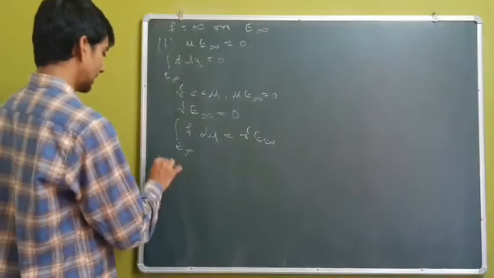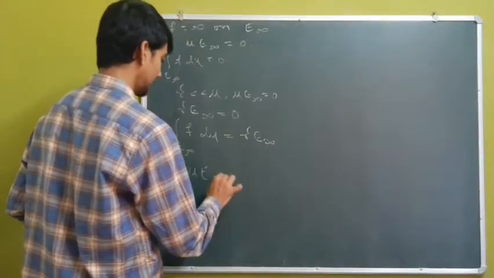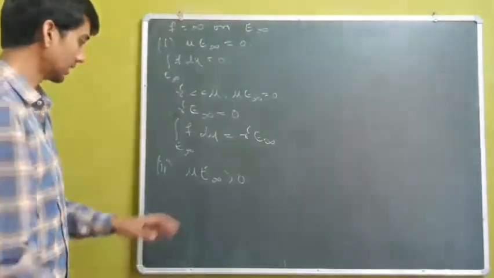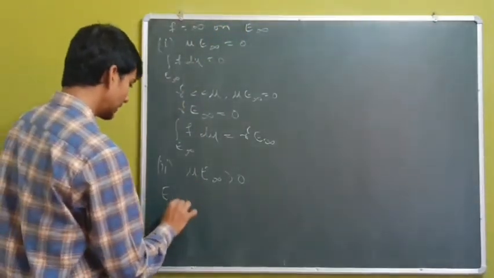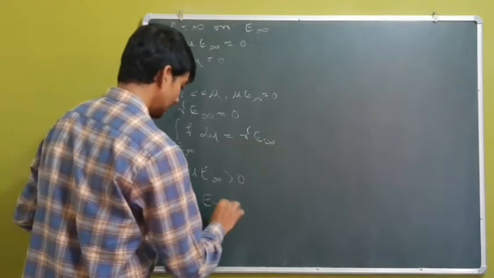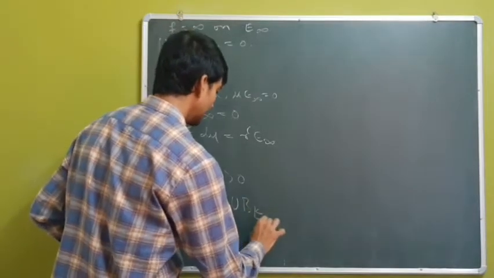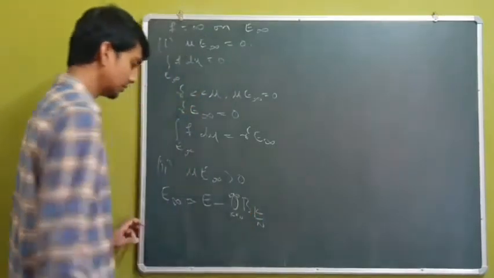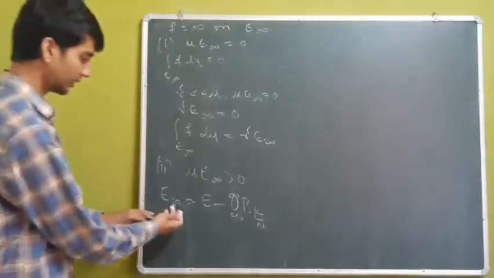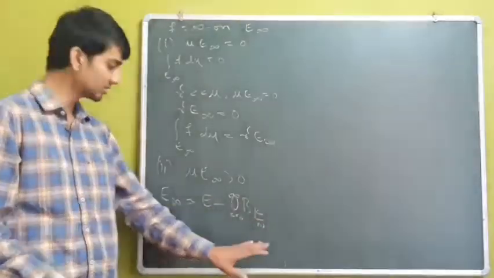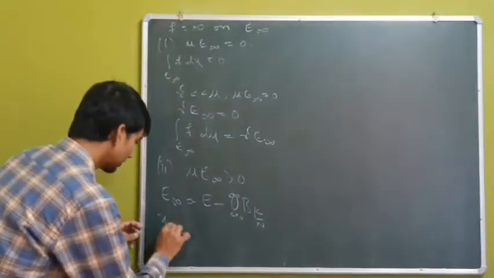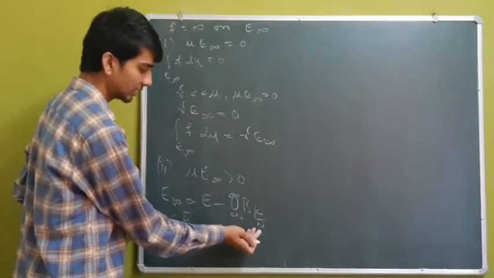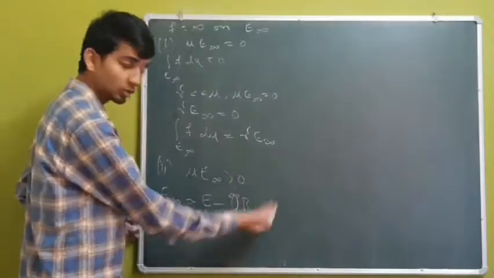Next, what if in the second case mu of E infinity is greater than 0, having f to be infinity on E infinity? Again, see that E infinity was a set defined as E minus the union of B_k by n's, and the union was running over k from 0 to infinity. So E infinity was our set defined as E minus the union of B_k by n's. So if I take x to be in E infinity, then x will not be in the union. So x will be in its complement.